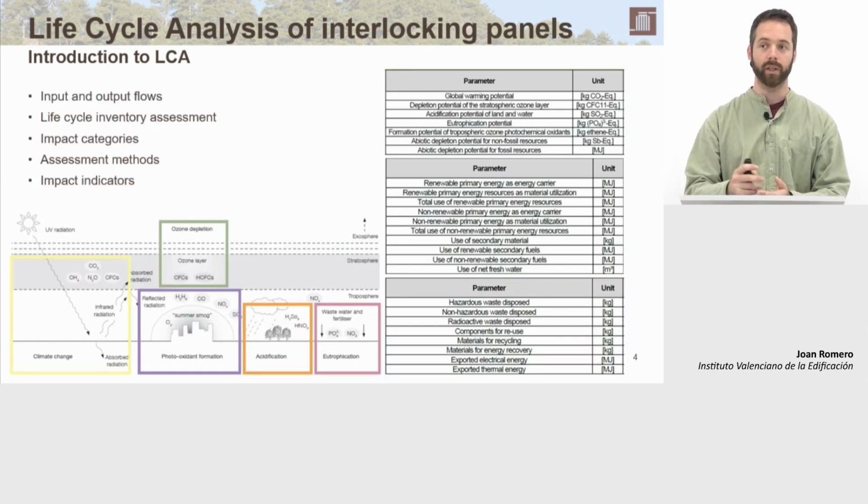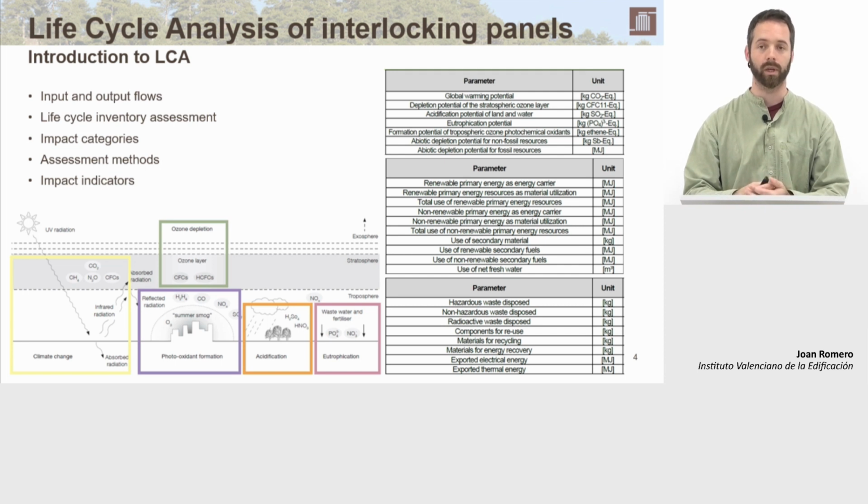These are some of the indicators that a life cycle assessment can normally assess. There are, for example, environmental indicators, resources indicators, or residues indicators. All the work throughout the life cycle assessment is structured with input and output flows, with materials or with energy.